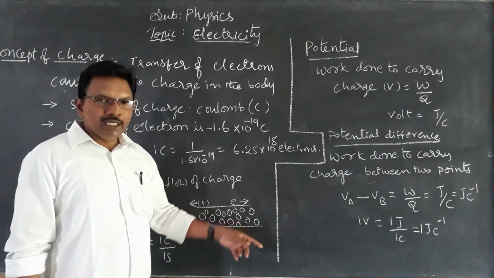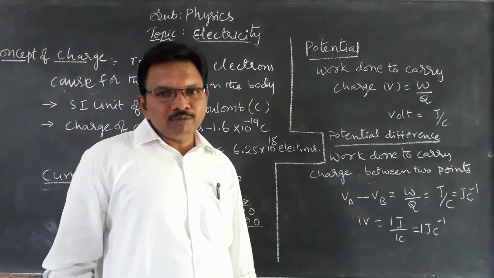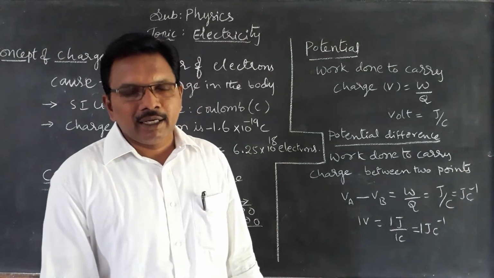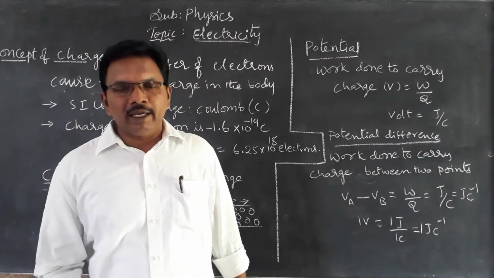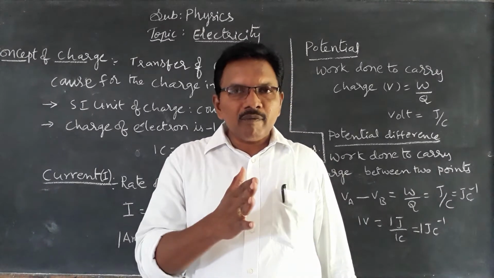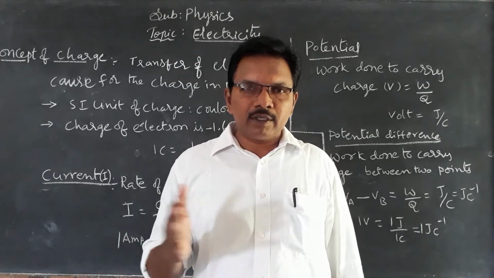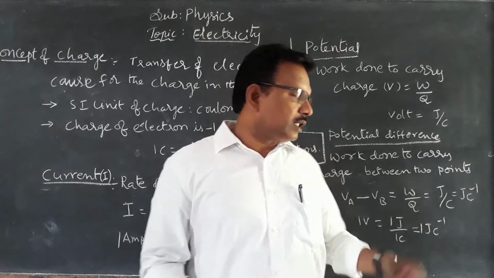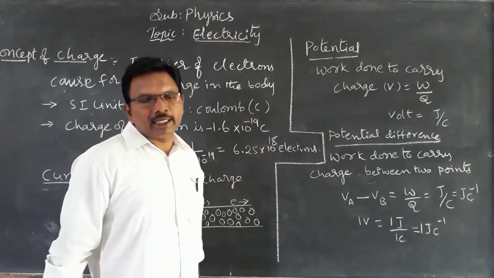If you calculate 1 coulomb divided by the electron charge, the number of electrons is 6.25 into 10 power 18 electrons present in 1 coulomb of charge. We can calculate the number of electrons per coulomb. What is the meaning of this? In any conductor, the number of electrons transferred in 1 coulomb of charge is 6.25 into 10 power 18 electrons.